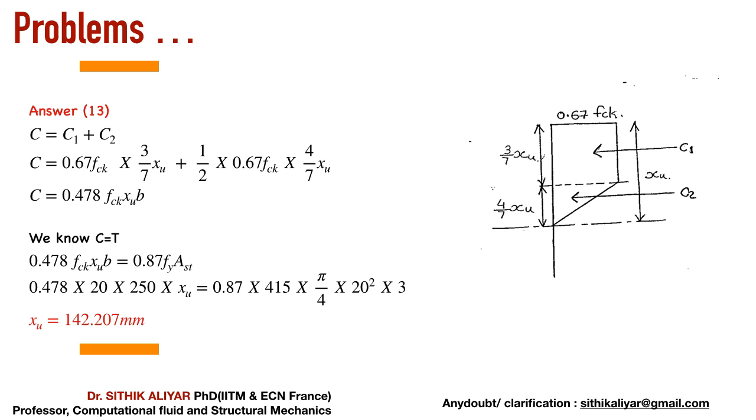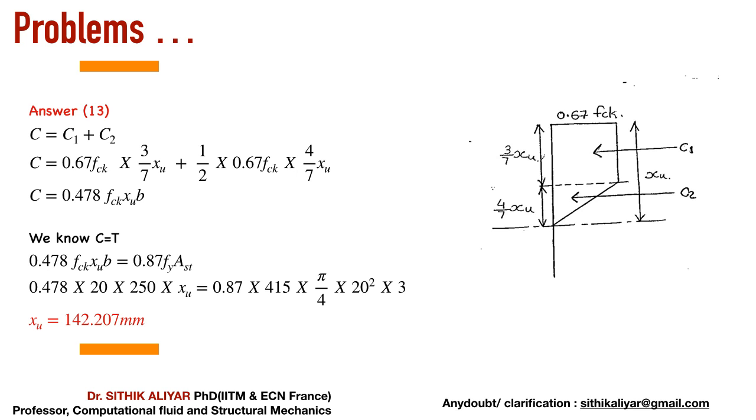So they used this 0.67 FCK, length into breadth as a point, stress into area, 3 by 7 of XU, plus half BH is the area, half 0.67 FCK into 4 by 7 of XU, stress into area. Okay, so you do the corrections. Now you are getting a value of 0.478 FCK B into XU. Now you can see the number is changed. B is the width of the beam, XU is the overall neutral axis. So stress into area, you got the stress value as 0.478 FCK.